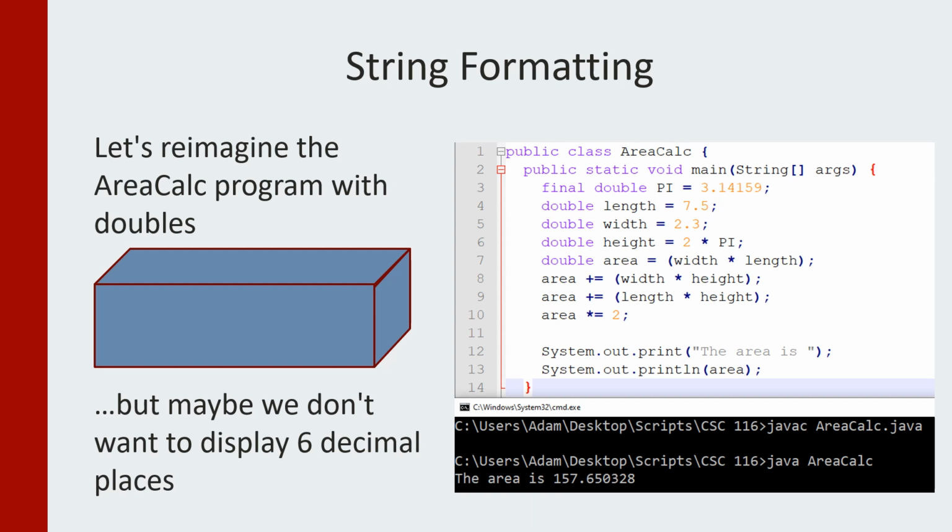So let's look at the surface area problem again, area calc, and let's just have it say the double length is 7.5, width is 2.3, height is 2 times pi, and I'm just going to take the surface area, by multiplying each of the dimensions in pairs, and then multiplying by 2 and adding everything together. Okay. When you print this out using System.out.println, it's going to give you an area that goes to 6 decimal places. And that's naturally what gets printed out with doubles, but maybe we don't want to display 6 decimal places.